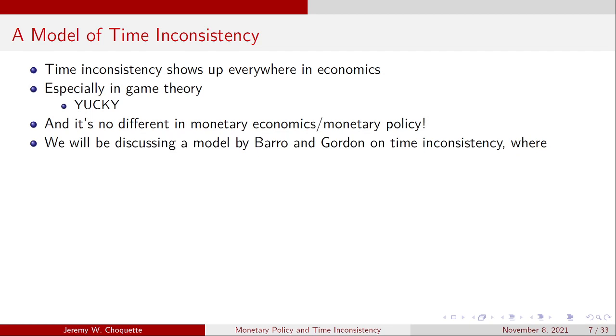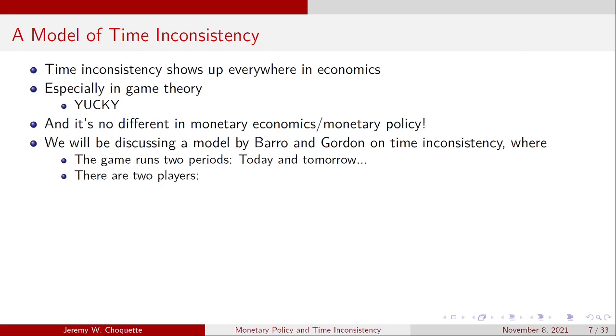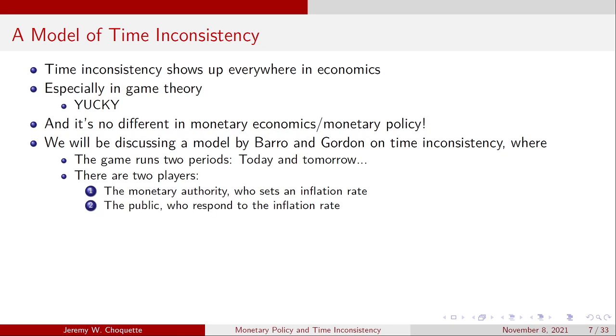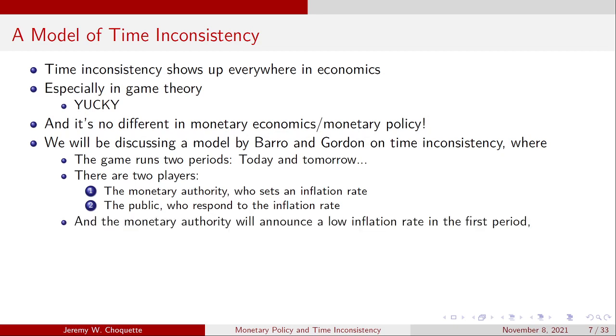Now, we're going to be discussing a model by Barro and Gordon on time inconsistency, where at least this version of the model runs 2 periods, today and tomorrow. And we've got 2 players. The first player is the monetary authority. And what they do is they set an inflation rate in hopes of trying to affect economic output by variations in the inflation rate. The public responds to the inflation rate, right? And they respond to the inflation rate via changes in real economic activity, output.